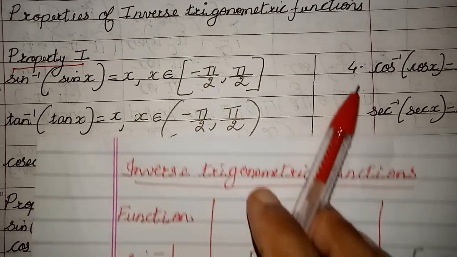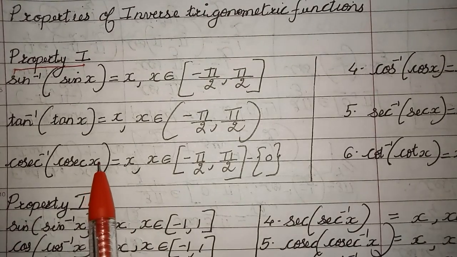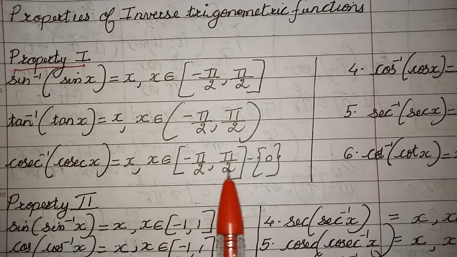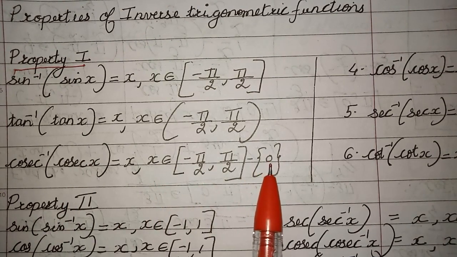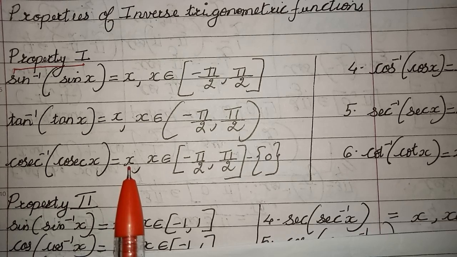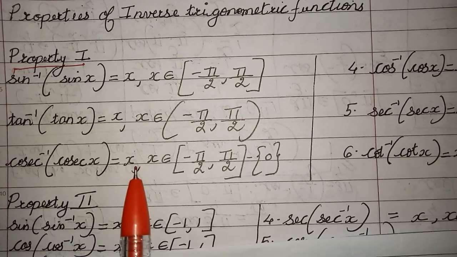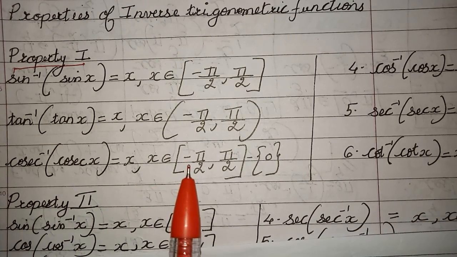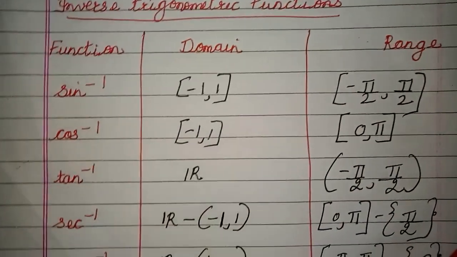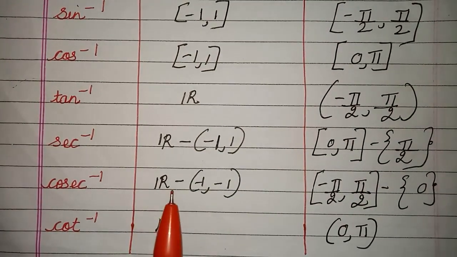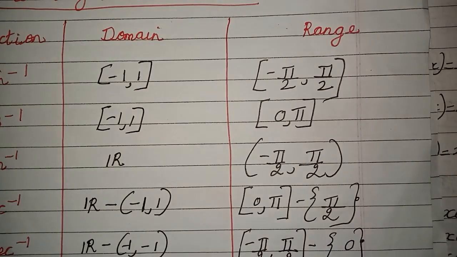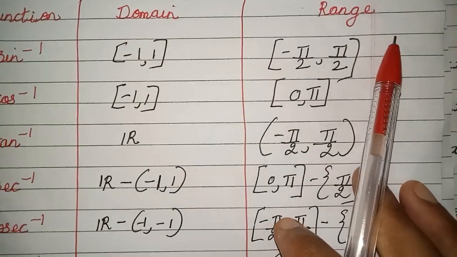Similarly, for cosec inverse of x, if I am restricting x for the cosec function to minus pi by 2 to pi by 2 excluding 0, then cosec inverse and cosec will get cancelled and you will get back x. Or the other way around, you can say that you are making this the range for your cosec inverse function. And if I consider the domain as real numbers minus the open interval minus 1 to 1, then cosec will have cosec inverse. Is that clear? So all the bijectivity of these inverse functions is preserved here.